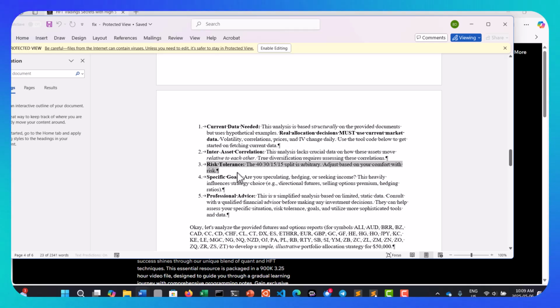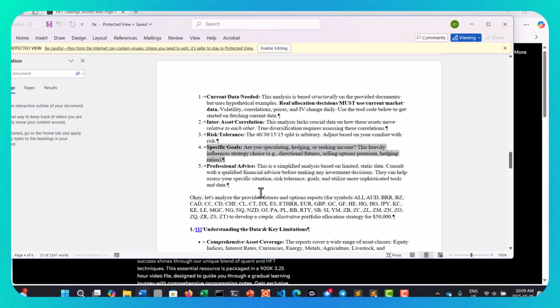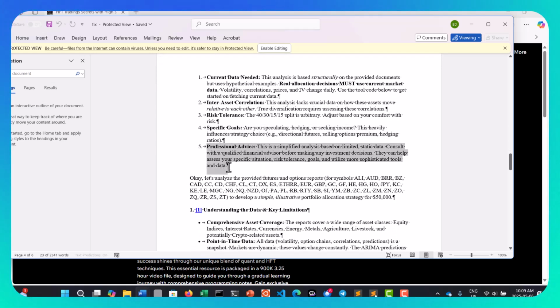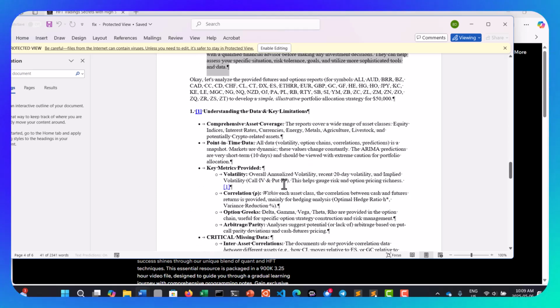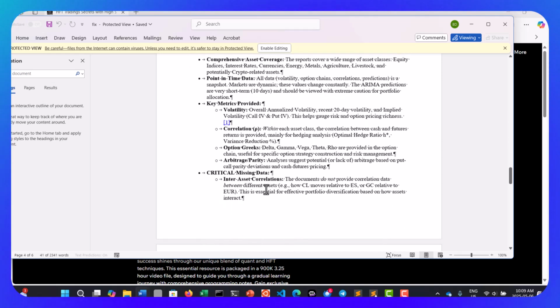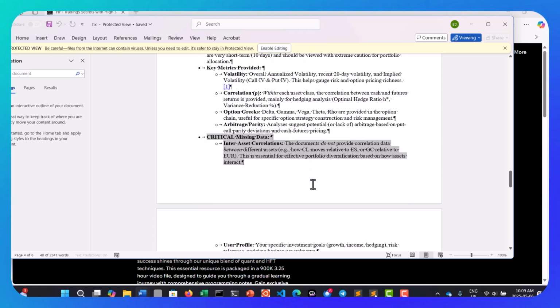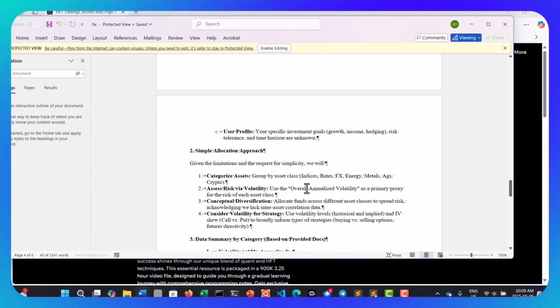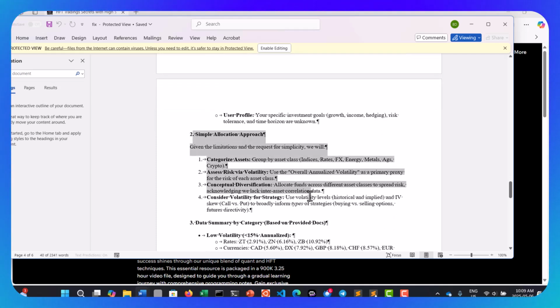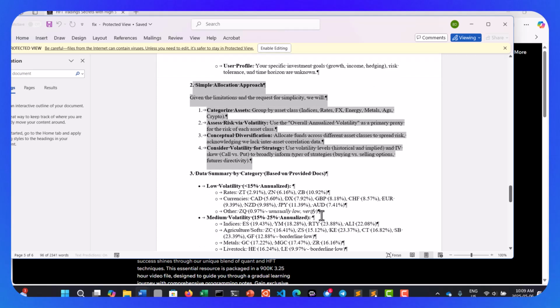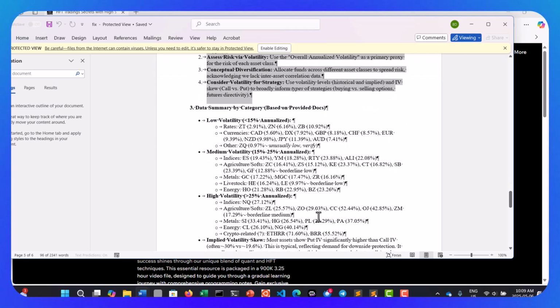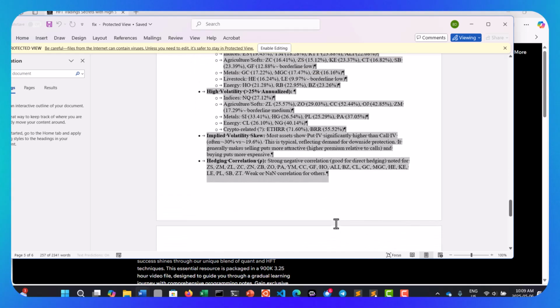especially in the options chain. So again, we have our risk tolerance, and we can have our specific goals. And again, blah, blah, blah, get professional advice, and it goes on and on. Okay, so it'll tell you, yes, there's critical missing data, and it's very specific about it. So we'll try to use a simple allocation approach as is. And again, this is always rolling along each and every day. Okay, so again, really important.